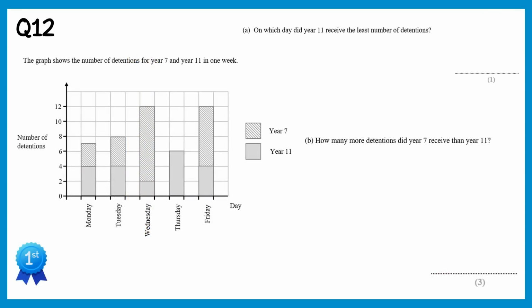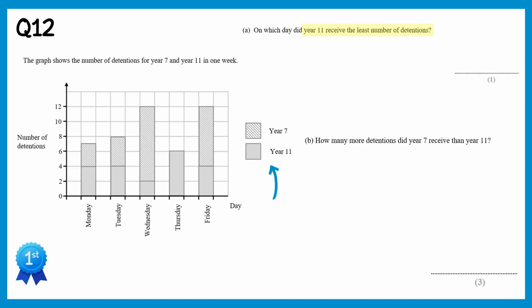For this question we need to work out which day Year 11 received the least number of detentions. Now if you look at the key for this question, there's two types of shading. There's the stripe shading and the solid fill. So if you look at the one for Year 11, that's the solid fill, so we're only looking at the bottom part of each of the bars.